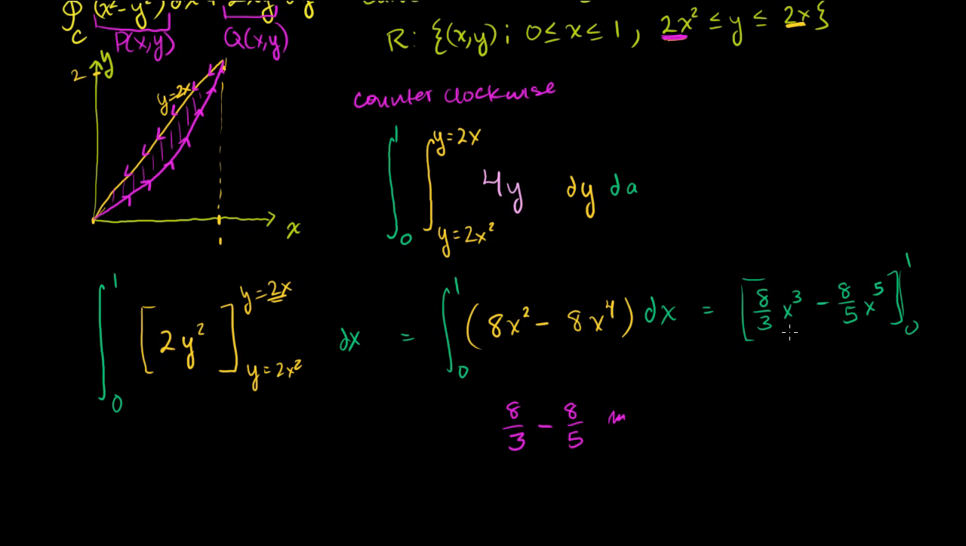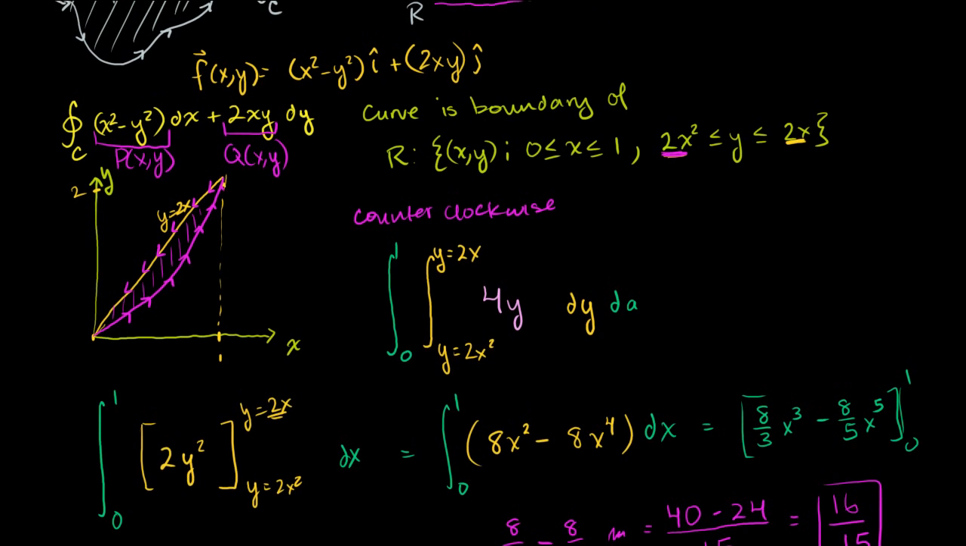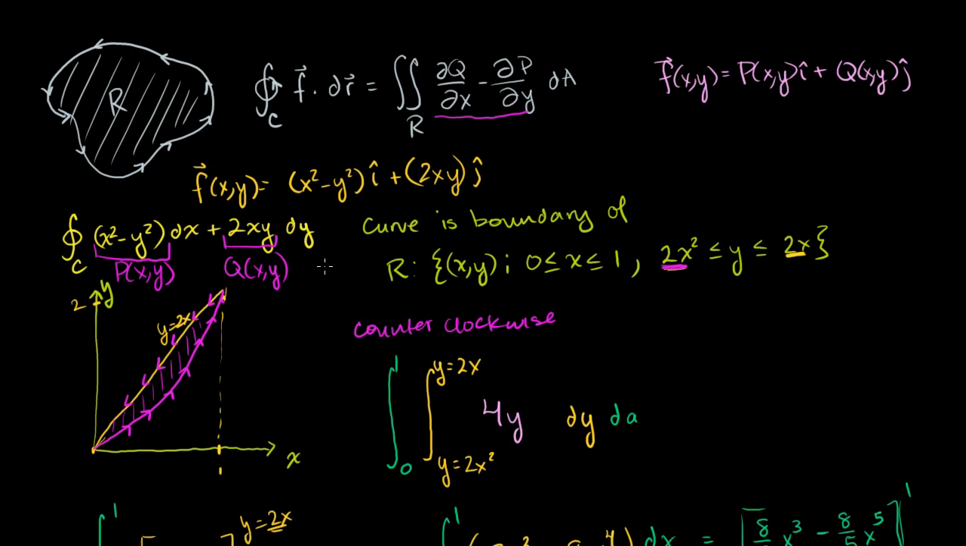So now we just have to subtract these two fractions. Let's get a common denominator of 15. 8 thirds is the same thing if we multiply the numerator and denominator by 5. That is 40 fifteenths. And then if we multiply this numerator and denominator by 3, that's going to be 24 over 15. So minus 24 over 15. And we get it being equal to 16 over 15. And so using Green's theorem, we were able to find the answer to this integral up here. It's equal to 16 over 15.